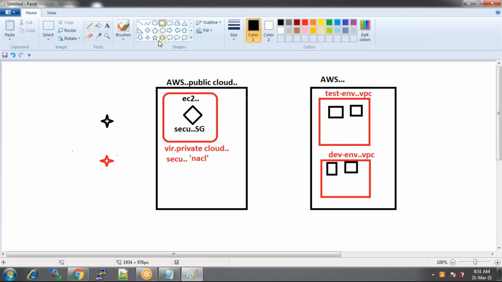See, NACL, for example, now we have spoken about NACL, right? NACL is security at the network level. Security groups are security at the instance level. Remember, that is an important question. What's the difference between NACL versus security groups? NACL provides security at the network level, the VPC level, and security groups provide security at the instance level. Then NACL also has two types of rules, inbound rule and outbound rule, same as security groups. So both have inbound and outbound rules.